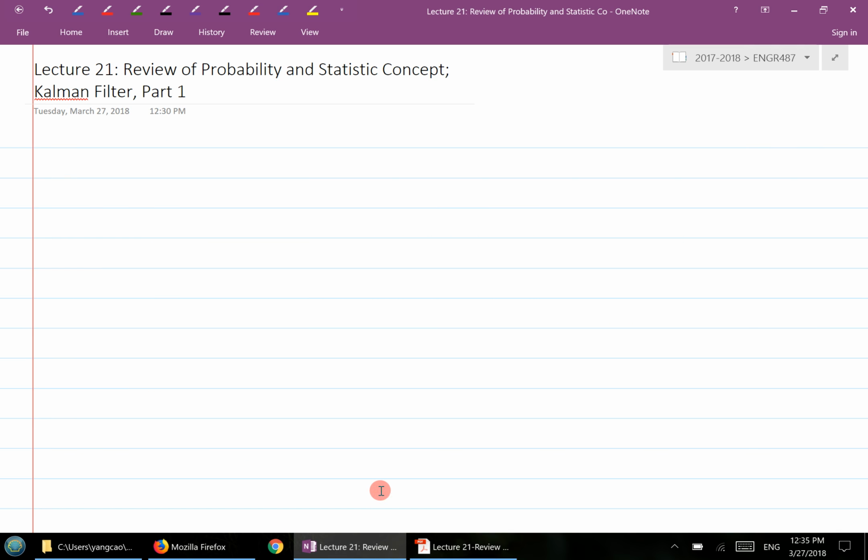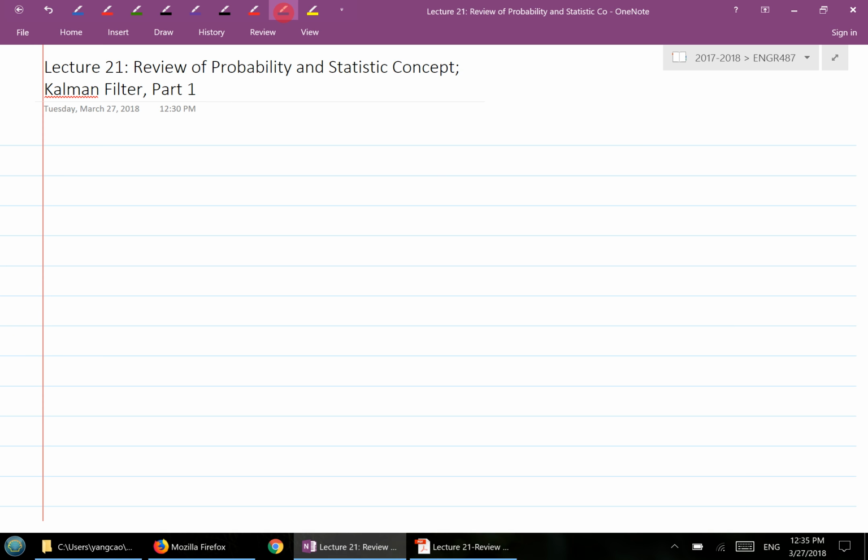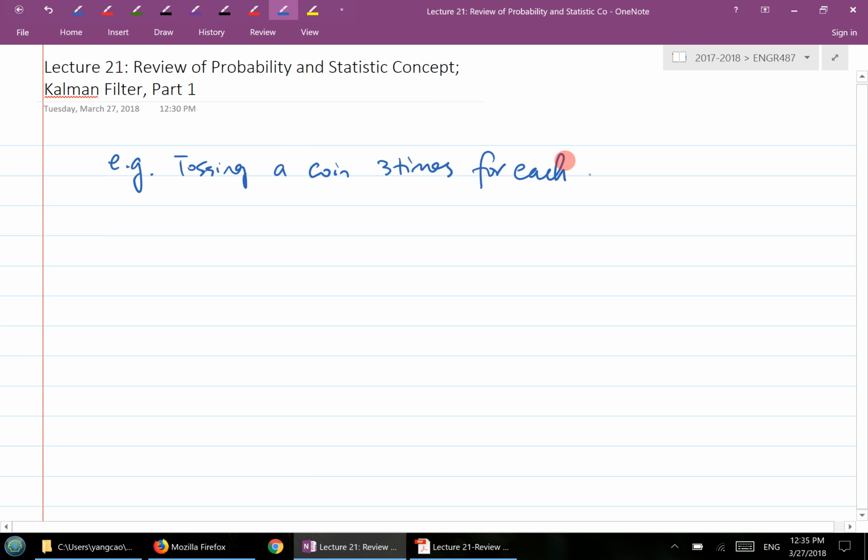So to give you a very simple example here. For example, let's say you're tossing a coin 3 times, okay, for each experiment. Then you can look at the 3 tosses. The possibilities are head, head, head, or tail, head, head, right? It depends on how the coin falls on the table. Okay, so now you can see the outcomes.